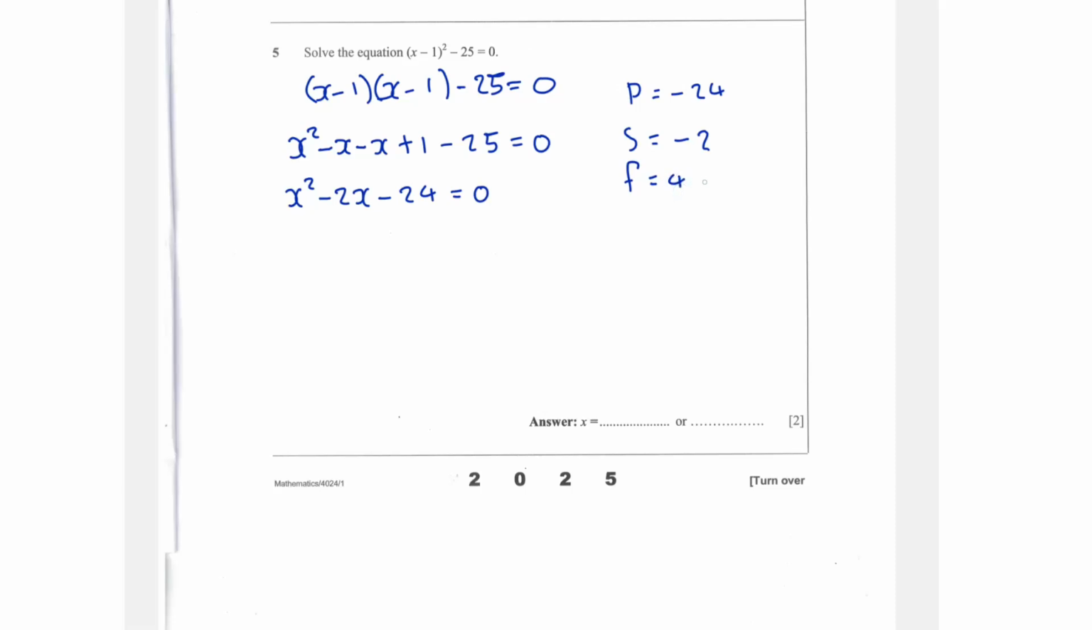So you have 4 and negative 6. So that when you multiply 4 and negative 6, you get negative 24. And then when you add 4 plus negative 6, what you get is negative 2. So the next step is just to replace the middle term with the factors in the equation. So you can write x squared plus 4x and then minus 6x and then minus 24 equals 0.